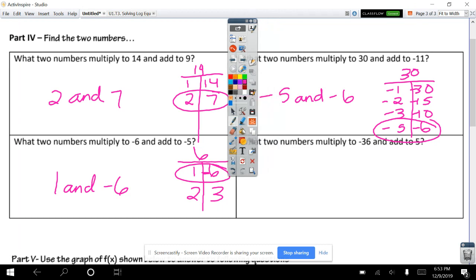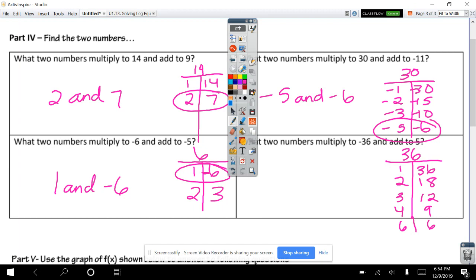And lastly, which two numbers multiply to -36 and add to 5? I can make a factor chart for 36: 1 and 36, 2 and I think it's 18, 3 and 12, 4 and 9, 6 and 6. Remember, if you don't know these, you can just try dividing numbers in the calculator.